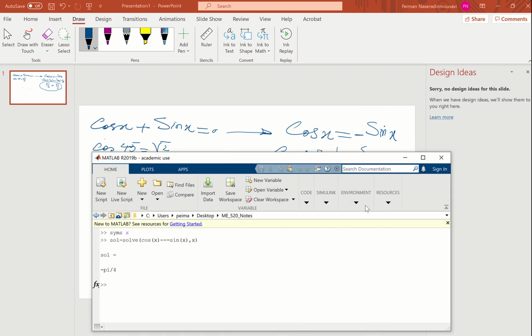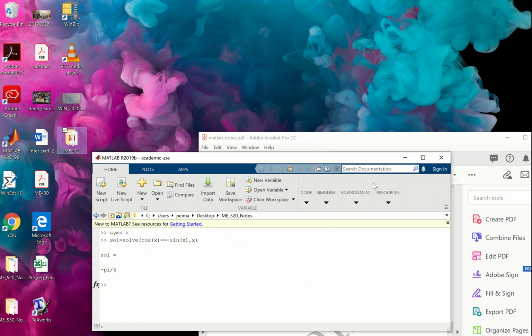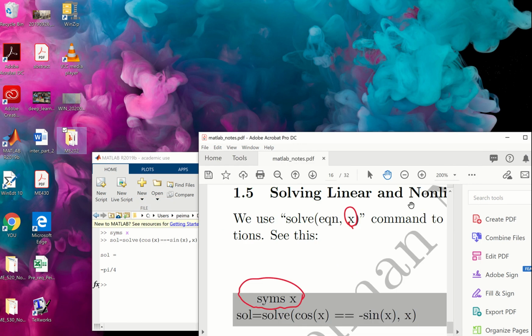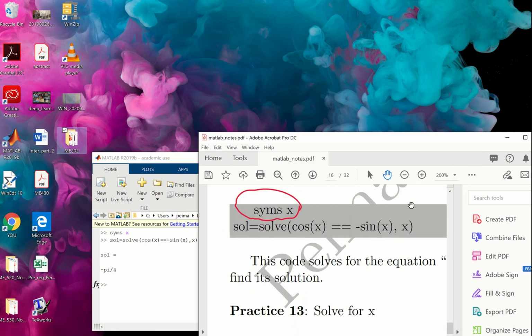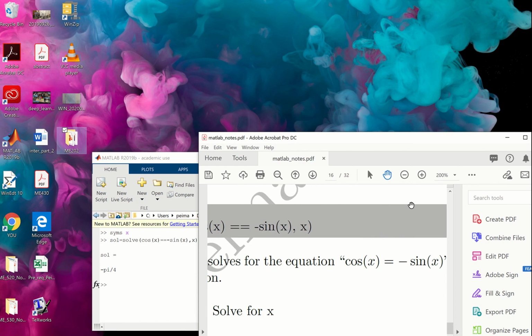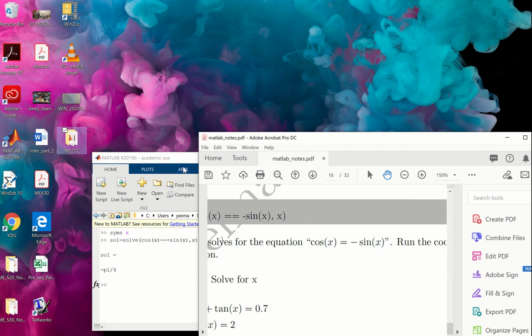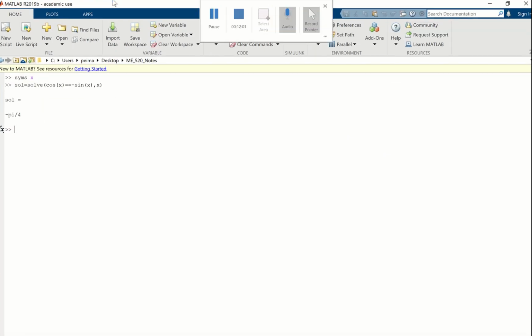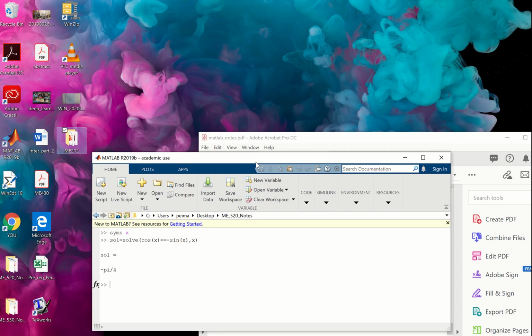So you see that MATLAB is very powerful at these kinds of things. You can give it any nonlinear equation and it can solve it for you. Okay, so as you see, these codes, let me move this here and you can see it.